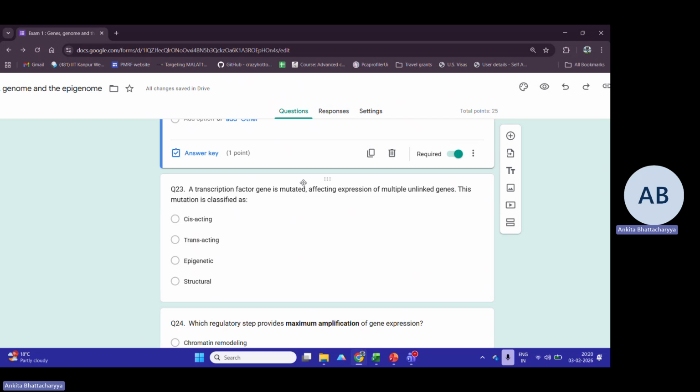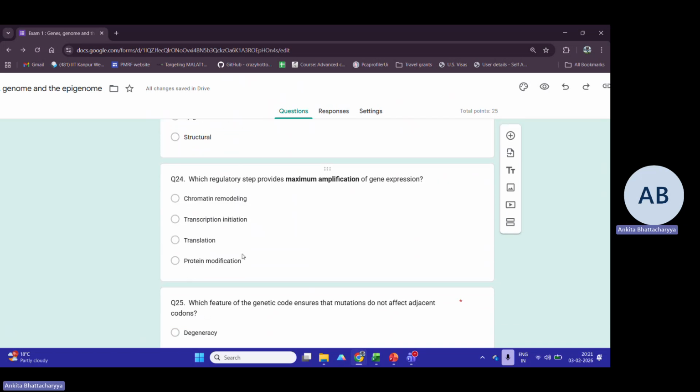A transcription factor gene is mutated, affecting the expression of multiple unlinked genes. So, one gene mutation is affecting the expression of multiple unlinked genes. What do you classify that mutation as? It is a trans-acting mutation because the mutation in gene X is affecting the expression of Y, Z, and W, which are not linked. When we say linked, we mean that their chromosomal locations are not such that their expression is under the control of some similar machinery, not under the control of the similar cis-acting elements. And as a result, the trans-acting nature of this mutation is attributed to the transcription factor.